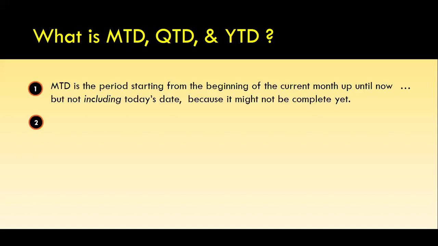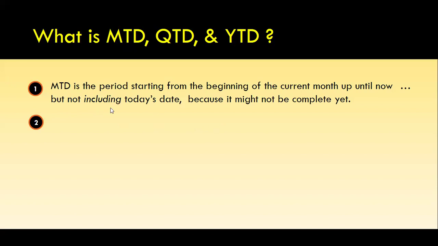Okay, up to the current date. Month to date is a period starting from the beginning of the current month. So today is 25th Jan. If somebody is asking, hey, can you give me month to date sales performance, which means starting from 1st Jan of this month till today.